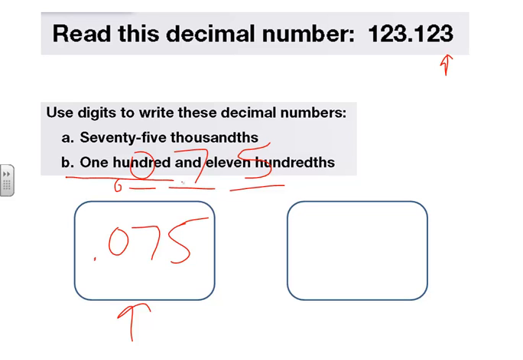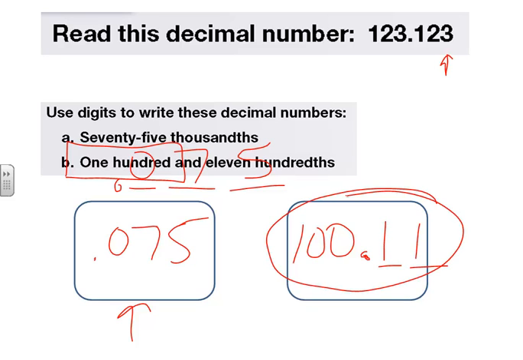B, it starts out with 100. Well, I know what 100 looks like. There's 100. And there is my decimal point. 11 hundredths. So I've got my tens and my hundredths. 11 hundredths. So that's how I'd write that. Hopefully you're able to do that faster than I was able to show you how to do it. If you were, way to go.